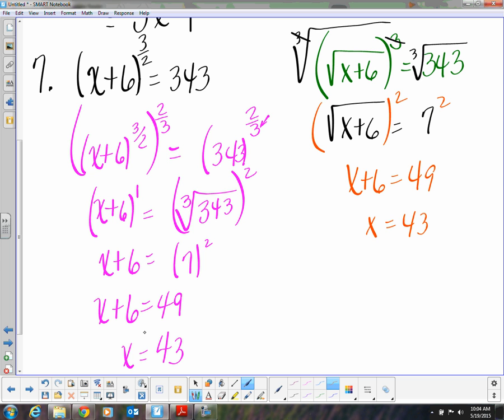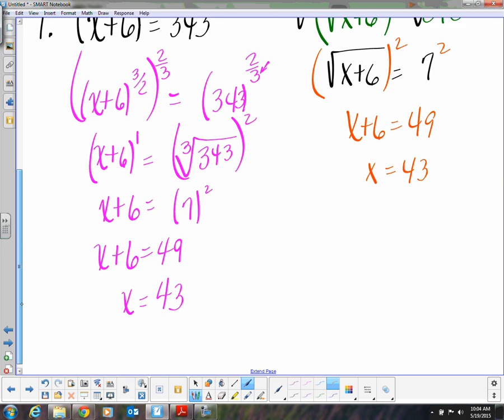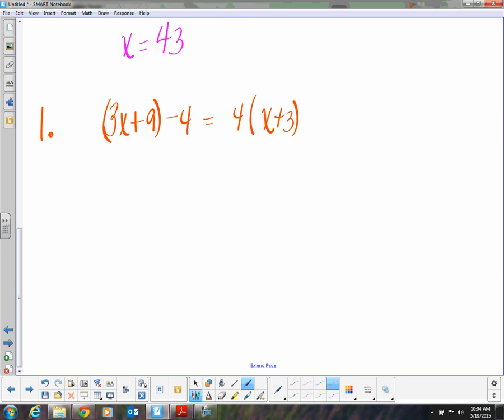Okay. Yes, Sydney. So for number 1, the problem was parentheses 3x plus 9 minus 4 equals 4 parentheses x plus 3. Number 1. Oh, you got it. You're good. Okay. I'm assuming it said solve.